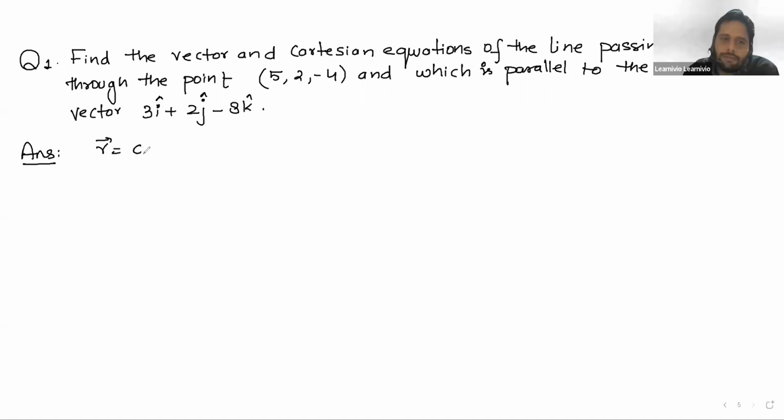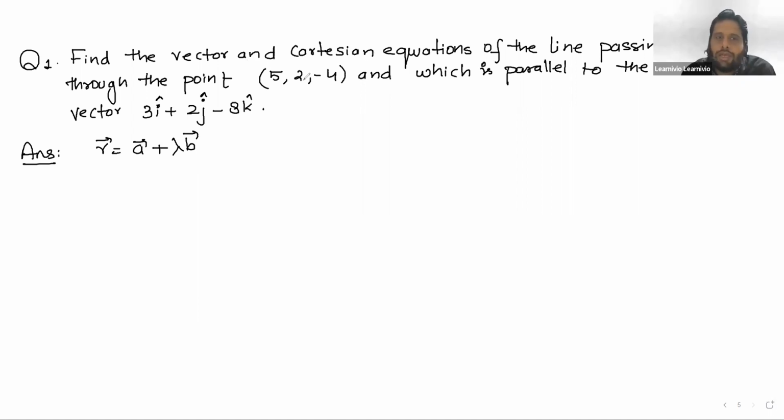Yes, r is equal to a plus lambda b. Okay. What is a for? Position vector of a point through which the line is passing. Okay. What is vector b? b is a vector parallel to the required line. Very, very good. So in this question, please check this.